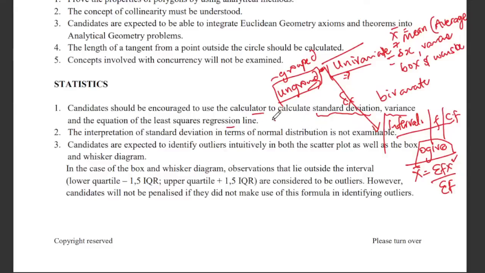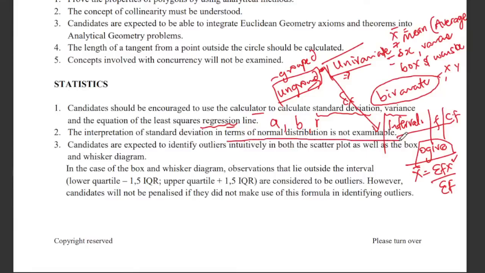Use the calculator to determine your A, your B, and then your R values. That is when you're dealing with the regression line. Okay, so regression falls under what we call the bivariate, 2 variables. In other words, we look at the x, and then we also look at the y. Just punch those values into the calculator and then get what is expected. Then the interpretation of standard deviation, okay, is not going to be examined.